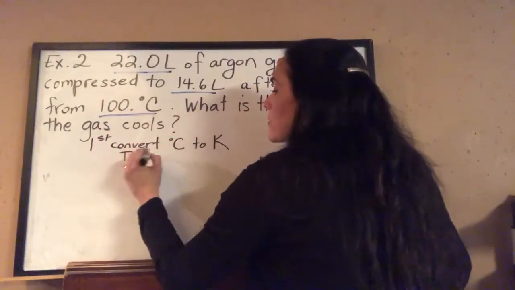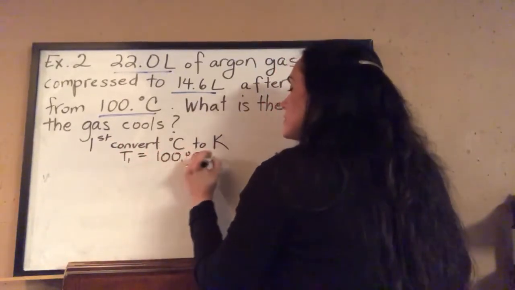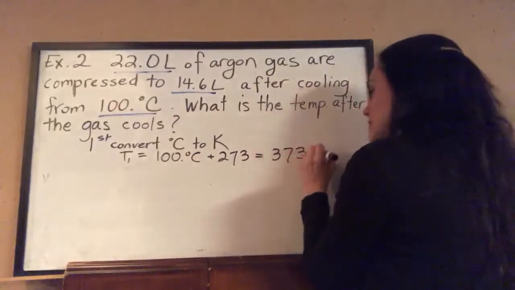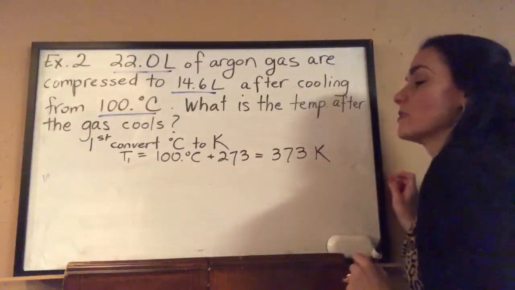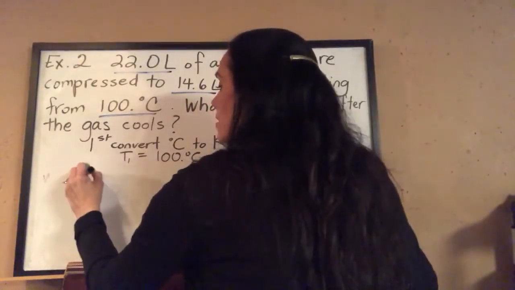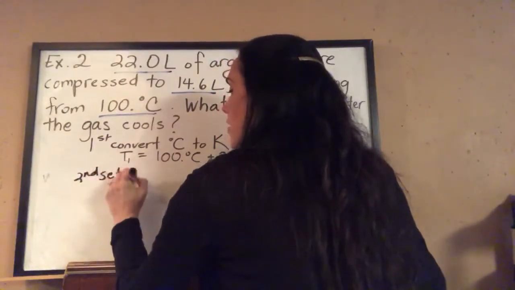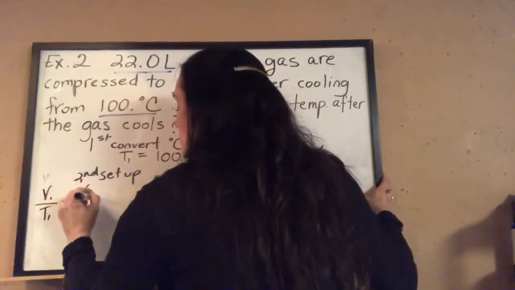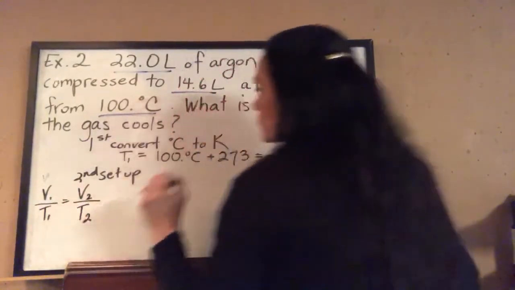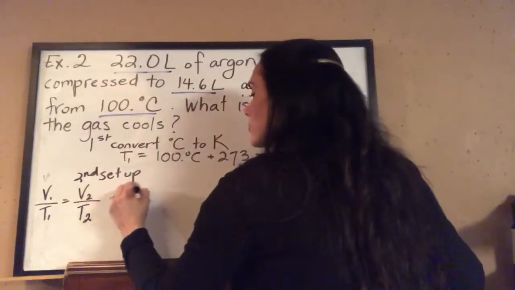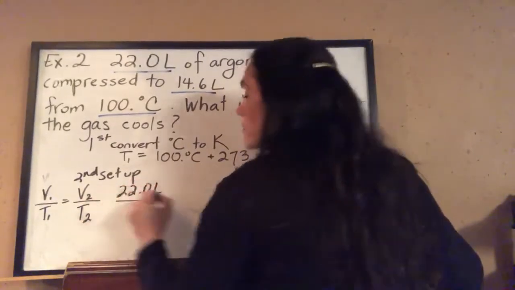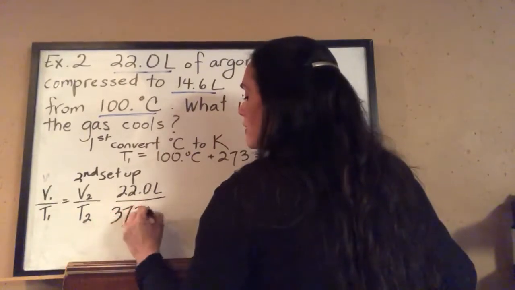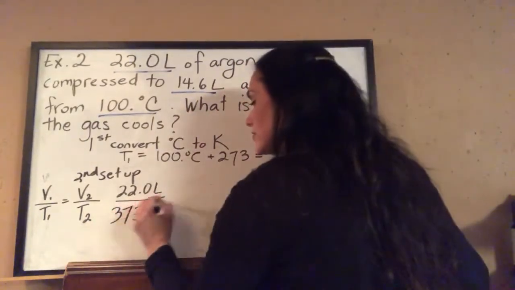So T1, 100 degrees Celsius, we want to convert into Kelvin, 373 Kelvin. Okay? So now we want to set up V1 over T1 equals V2 over T2. The initial volume that we start off with is 22 liters. And the initial temperature, it's at 100 degrees Celsius. Its Kelvin equivalent is 373 Kelvin.